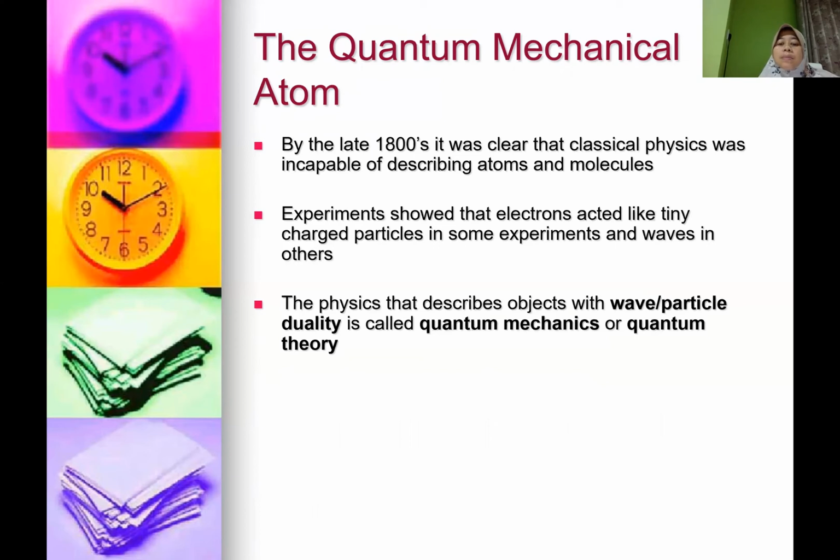By the late classical physics, before Bohr's theory, it was clear that the classical physics is incapable of describing atoms and molecules. So experiments showed that electrons acted like tiny charged particles in some experiments and waves in others. So the physics that describes this duality properties is called quantum mechanics or quantum theory.